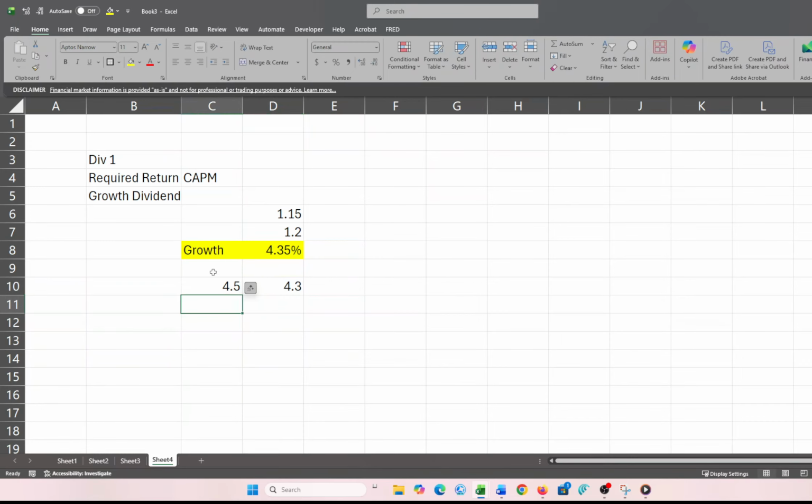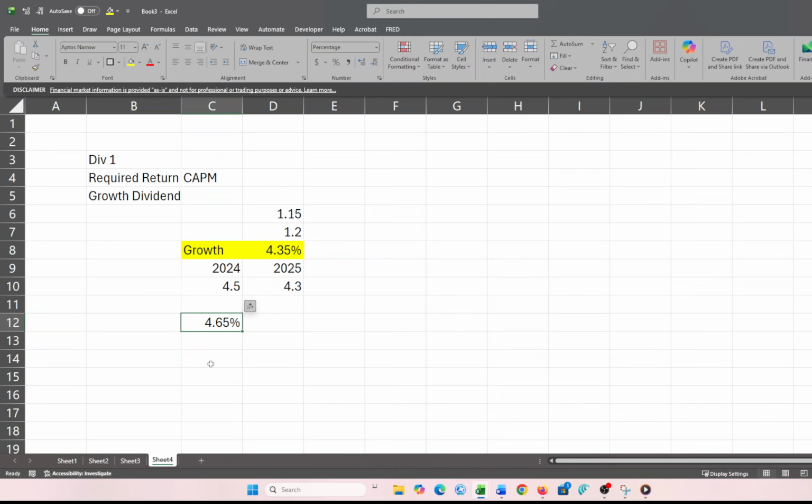So what was that? 2024. This is 2025. Let's see what the growth rate is for this dividend. So I'll do new value minus old divided by old. The other one gave me a 4.35 growth. This one's giving me a 4.65. It's very close. You can use this if you wanted to.